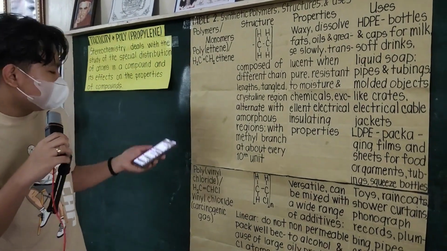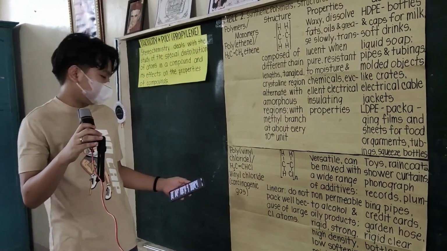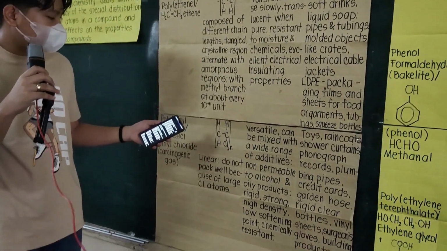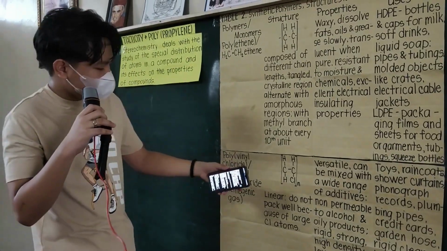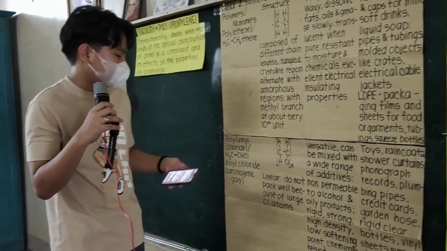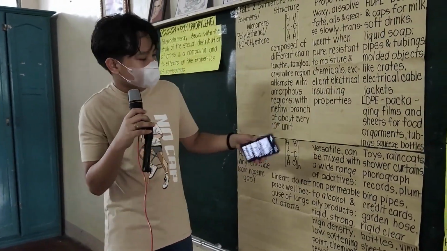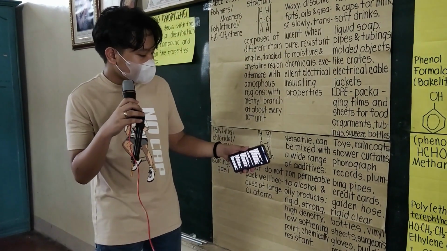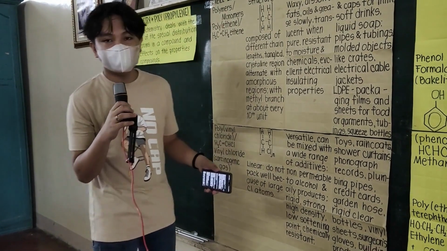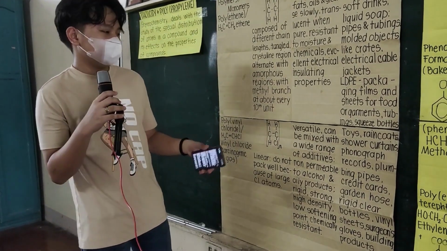For the second polymer that we are going to talk about, here we have polyvinyl chloride, otherwise known as carcinogenic gas. It is composed of 2 hydrogen, 3 hydrogen, and 1 chlorine atom. It is linear. It does not pack well because of the large chlorine atoms. Its properties are: it is versatile, can be mixed with a wide range of additives, and is non-permeable to alcohol and oily products. It is rigid, strong, high density, low softening point, and chemically resistant.